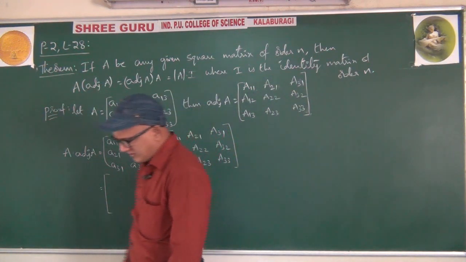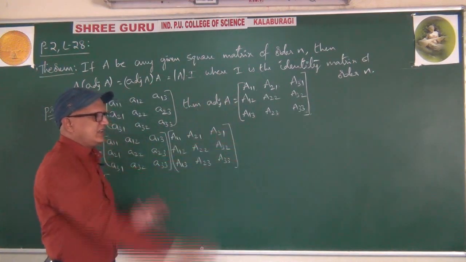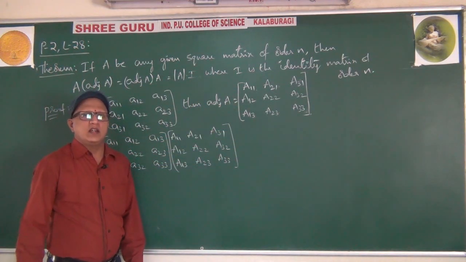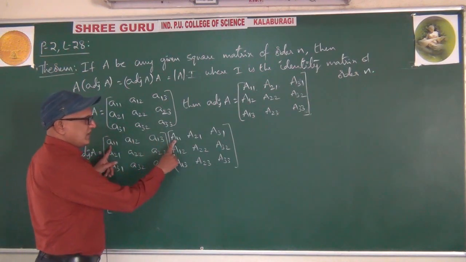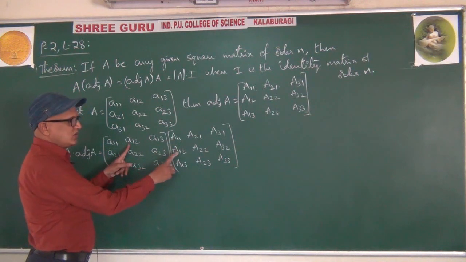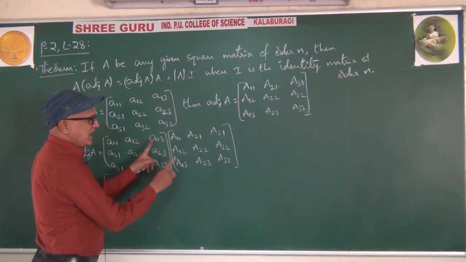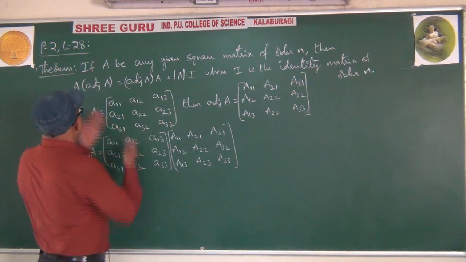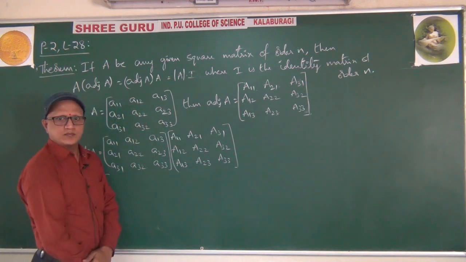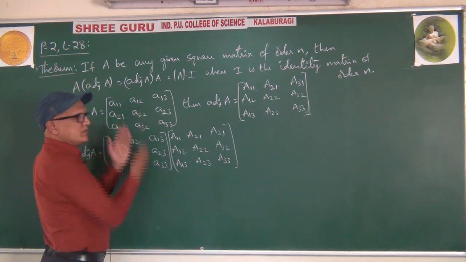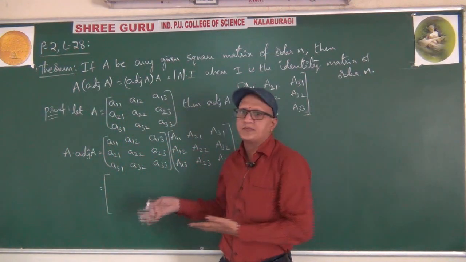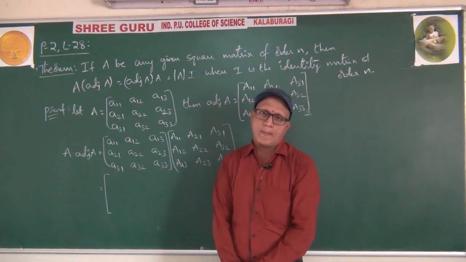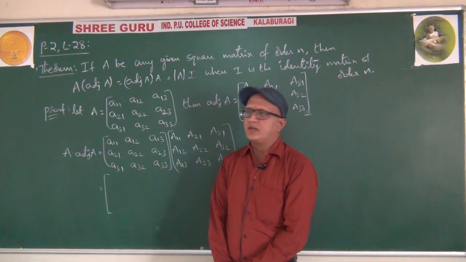Before writing all that out at length, let us be a bit smart and do a smart simplification. A11, A11 plus A12, A12 plus A13, A13. That is the value of the determinant of this one, right? In the last exercise, the last question, I explained that only. Here it will be helpful.